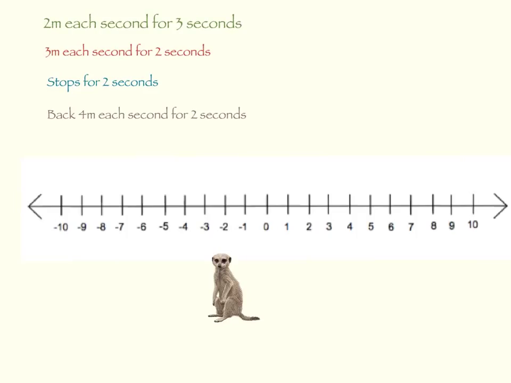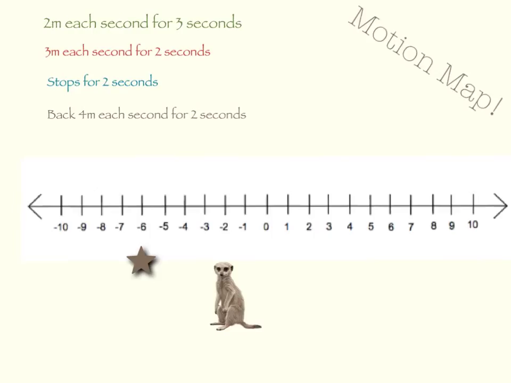If we wanted to diagram Mr. Meerkat's motion thus far, from his starting position, which was at -6, to his ending position, which is at -2, we could draw a motion map. So I'm going to show you how to draw a motion map, and then I'm going to ask you to do one on your own. So let's retrace Mr. Meerkat's steps.